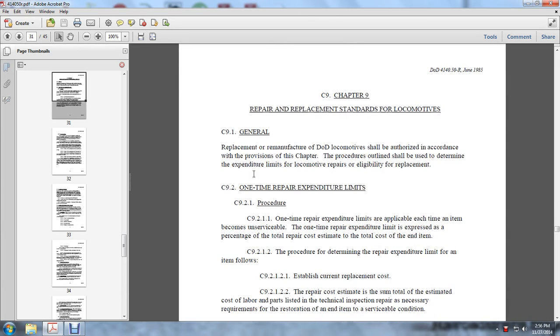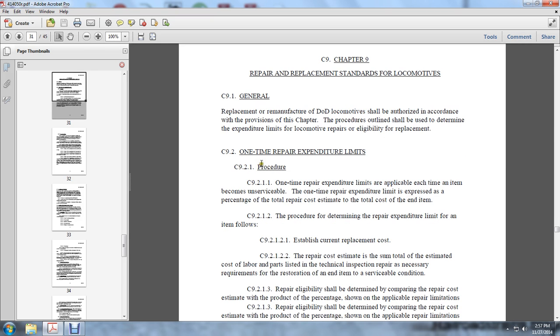One-time repair expenditure limits. The procedure: one-time repair expenditure limits are applicable each time an item becomes unserviceable. The one-time repair expenditure is expressed as a percentage of the total repair cost estimate to the total cost of the end item. The procedure for determining a repair expenditure limit of the item follows: establish a current replacement cost. The repair cost is the sum of the estimated labor, parts, and technical assistance for the necessary repair requirements, restoration of the end item to serviceable condition.